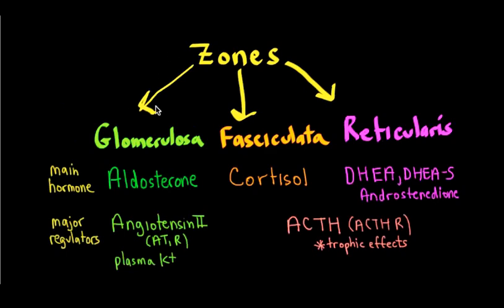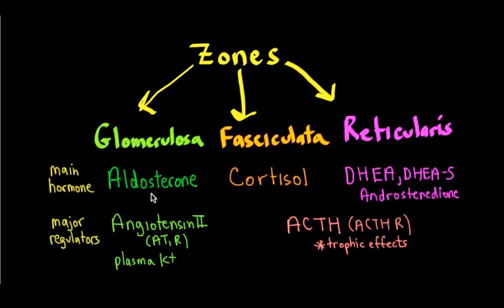We can see here that there's three principal zones. Starting on the outside, working our way in, we have the glomerulosa, followed by the fasciculata, and then finally the innermost layer of the adrenal cortex, the reticularis. Now, what we have here are some classifications of the major hormone that's coming out of these zones and important regulators. So starting with the zona glomerulosa here, which is the outer layer of the adrenal cortex, we can see that aldosterone is the principal hormone made by the zona glomerulosa.